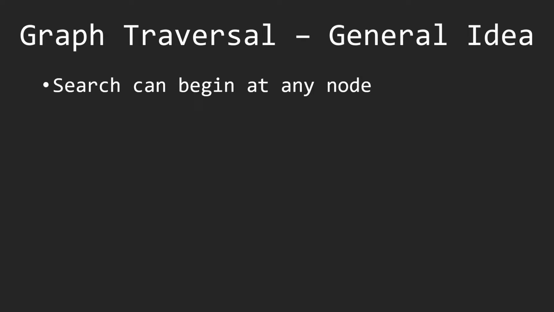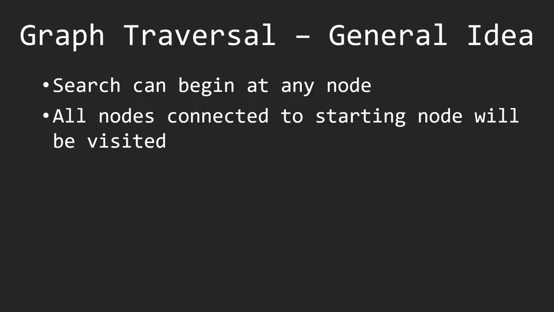All right, so graph traversal, what's the general idea behind it? Well, the general idea is that the search can begin at any single one of the nodes. Because remember, we're looking at a graph. Graph traversal is defined as looking at all the nodes in a portion of a graph, right? So we can begin our search at any one of the nodes. And essentially, all nodes connected to a starting node will be visited, so that portion of our graph.